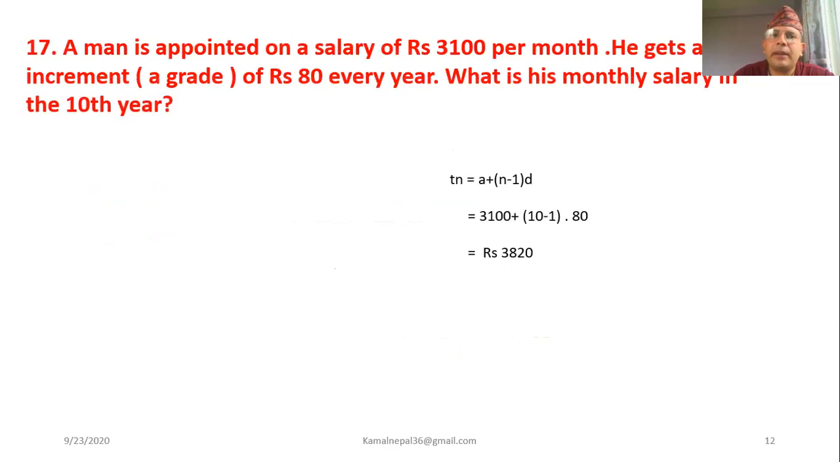And next question number 17, a man is appointed on a salary of rupees 3,100 per month. He gets an increment or grade of rupees 80 every year. What is his monthly salary in the 10th year? That means his appointed salary, his first income, is the first term, A is equal to 3,100. Increment means the same amount increases, so D is equal to rupees 80. And what is his monthly salary in the 10th year? We need to find out T10.